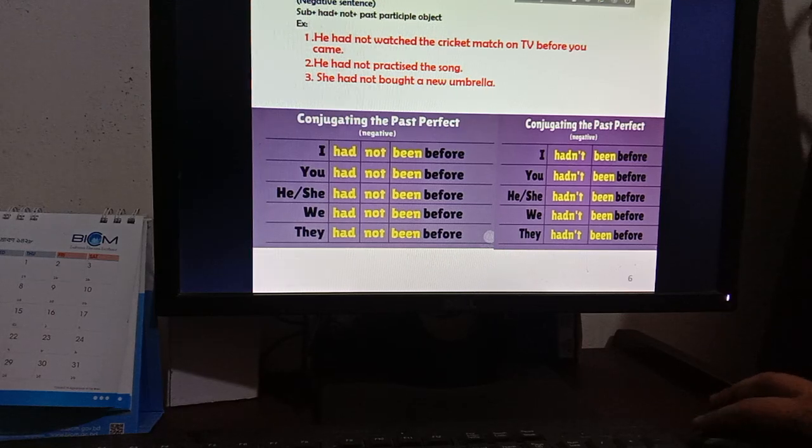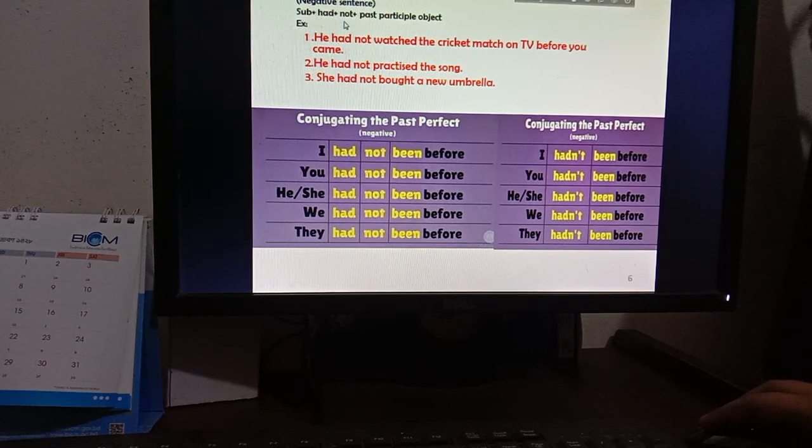Negative sentence. There will be subject plus had plus not plus past participle plus object. Okay, before object you have to write here plus. এই যে দেখো আমি এখানে প্লাস দিতে ভুলে গিয়েছি, সো এখানে পাস্ট পার্টিসিপলের পরে প্লাস বসাতে হবে। So there will be subject plus had plus not plus past participle plus object. So I think you can see the difference. The difference is only in the not.